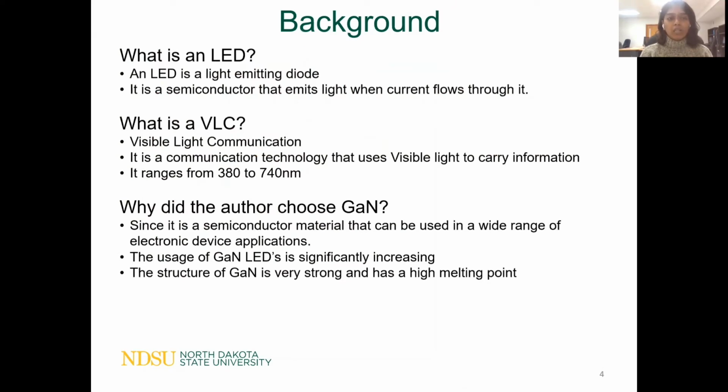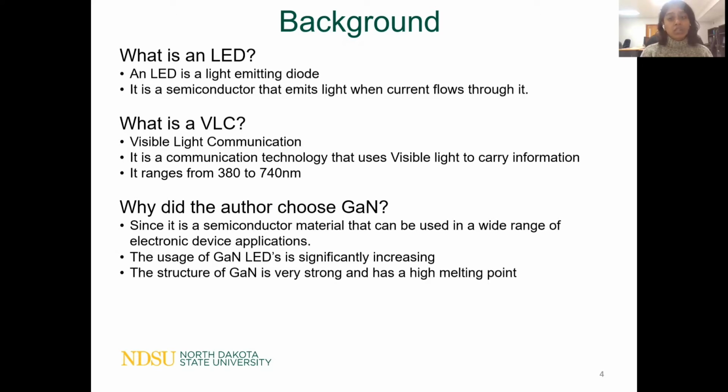Let's go to background. What is an LED? It is a semiconductor that emits light when current passes through it. What is VLC? VLC stands for visible light communication. As the name itself indicates, it uses visible light to carry information or communicate. It ranges from 380 to 740 nanometers.